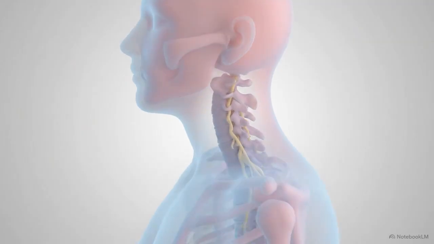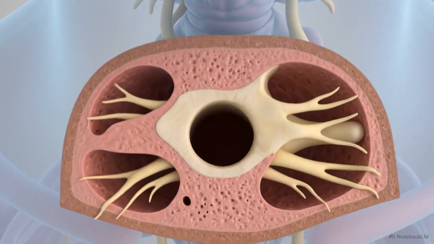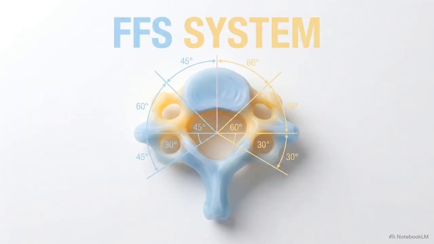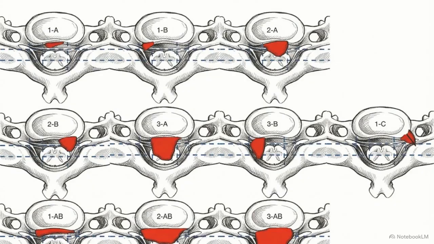To do this, we have to zoom in from the macroscopic clinical presentation to an isolated axial slice of the cervical spine. This is where the foramen-facet spinal, or FFS, classification system comes in. It provides a rigorous anatomical framework to predict actual neurophysiological failure. By cross-referencing this strict MRI morphological map with objective EMG data, we can identify exactly which herniations will cause measurable peripheral neuropathy.